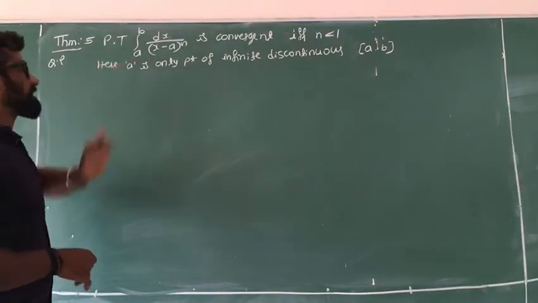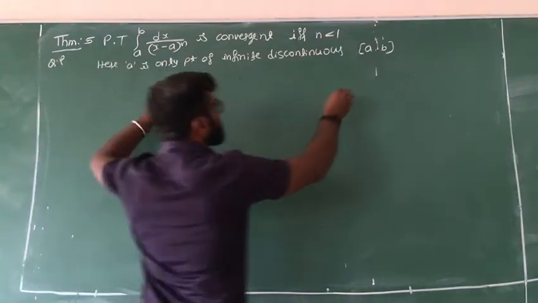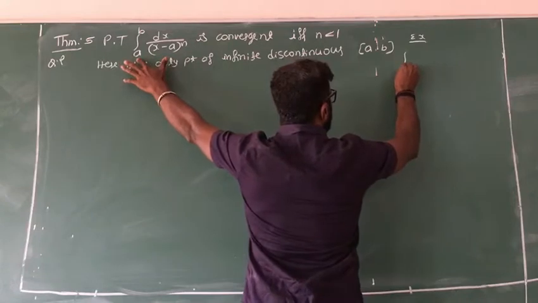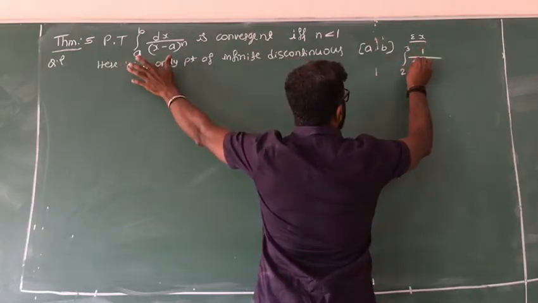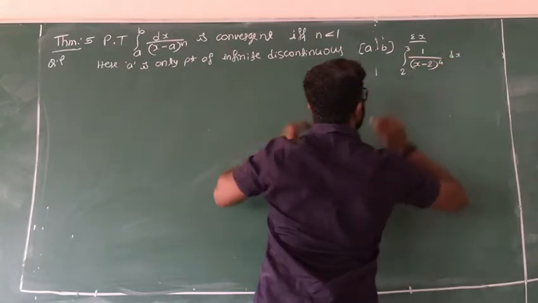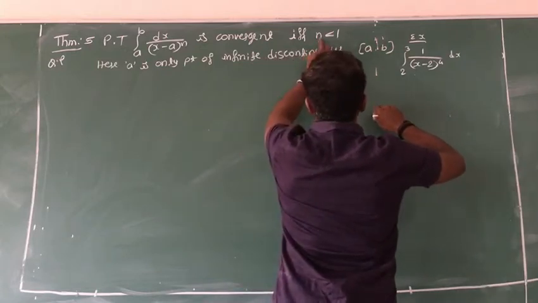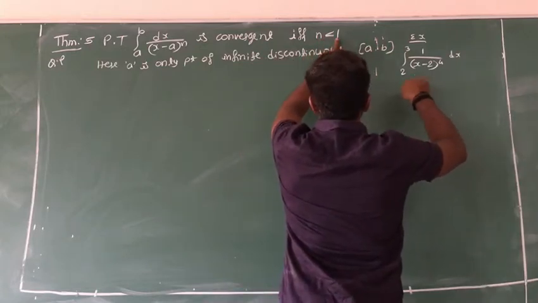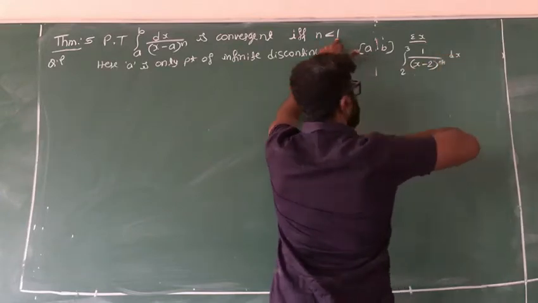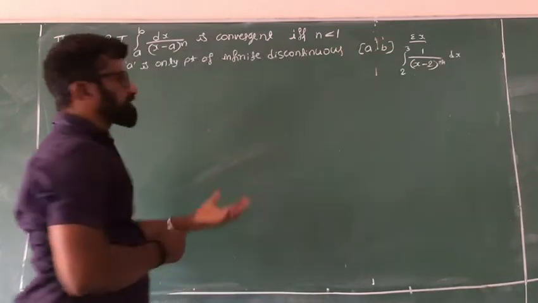Means the given data is an improper integral of the second kind. For example, integration of 2 to 3, 1 divided by (x minus 2) raised to 4, dx. The condition is, if and only if n is less than 1. Now check whether it is convergent or divergent.